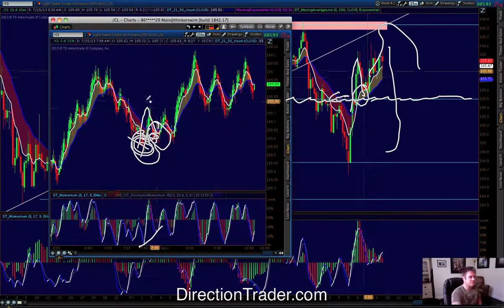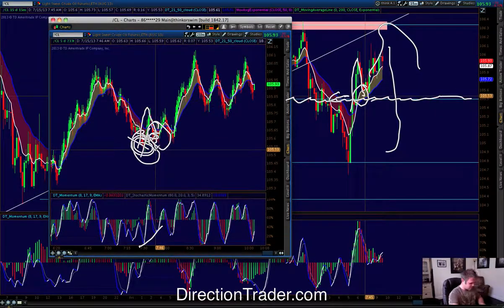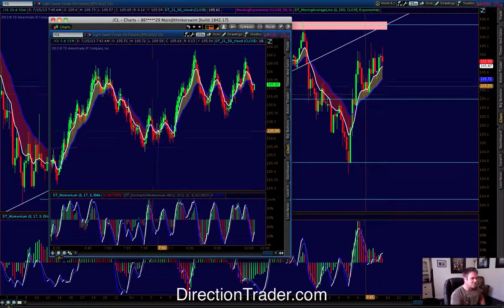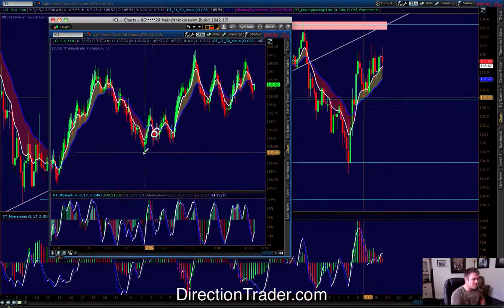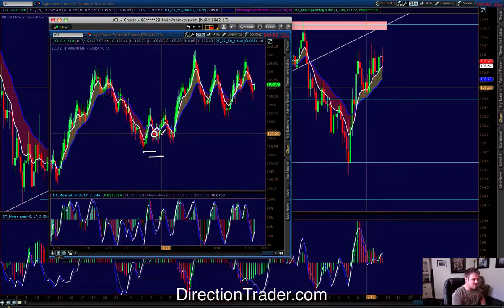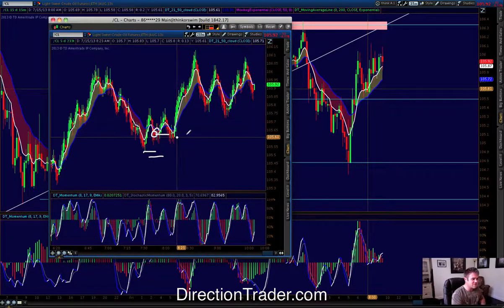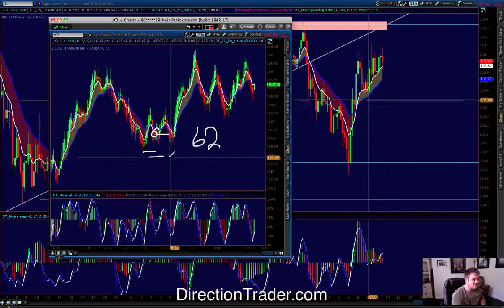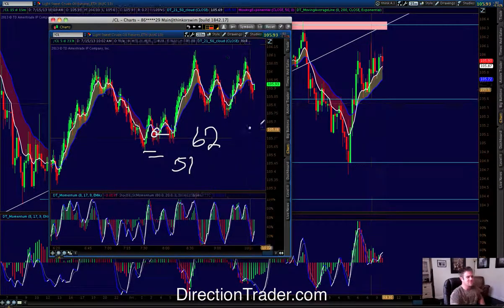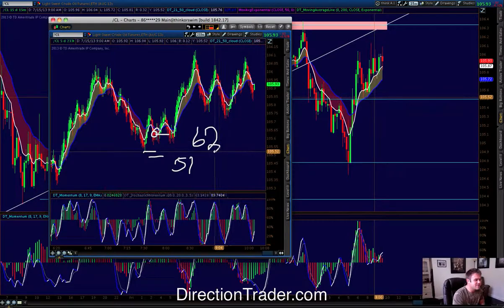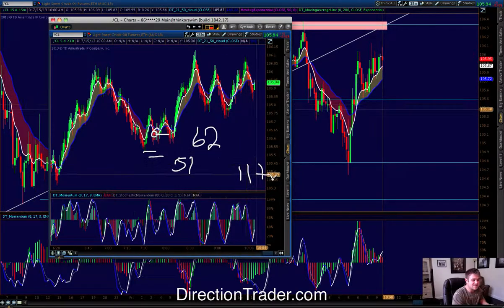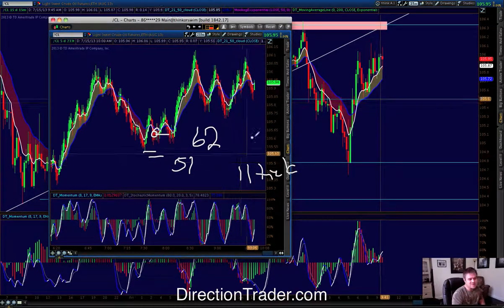So what are we looking for? We're long, and where's our stop? Our stop is a couple ticks below these lows. So in this particular instance, I was long at 62 today. I went long at 62, had a stop at 51. Okay, guys? Long at 62, stop at 51. Not too bad. I'm risking 11 ticks, guys.